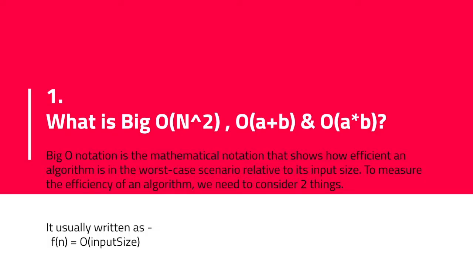So earlier we discussed what Big O of 1 and Big O of n time complexity are in data structures. If you haven't watched the video, you will get the link from the top corner. Okay, now we'll discuss Big O of n power of 2, Big O of a plus b, and Big O of a multiplied by b.